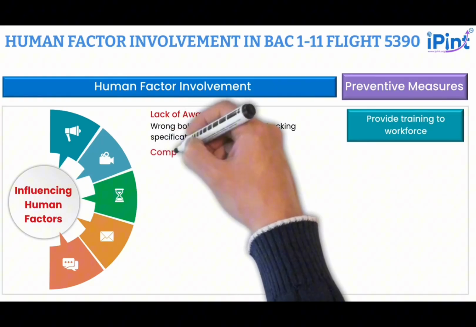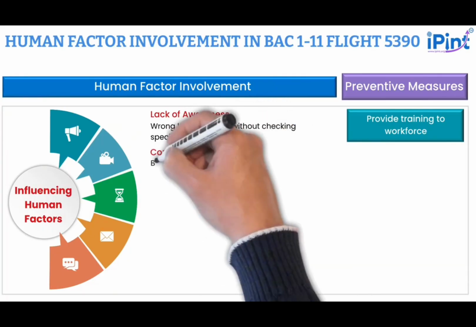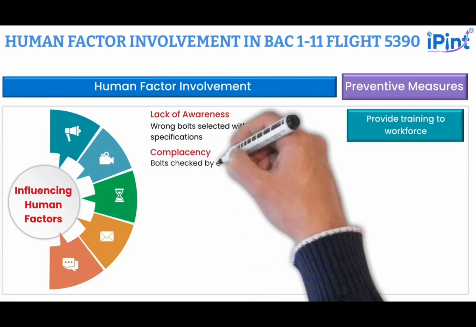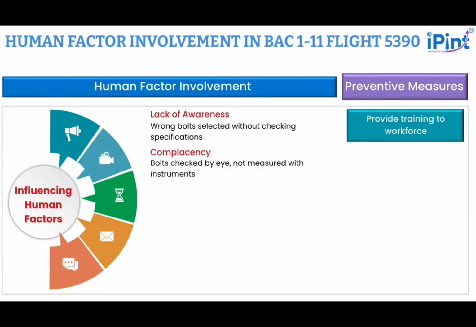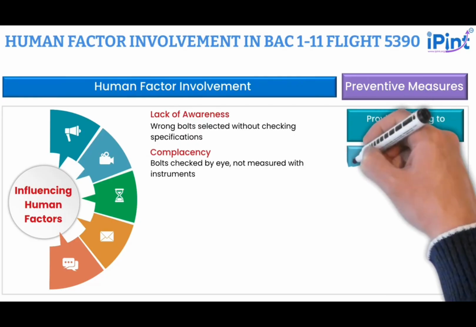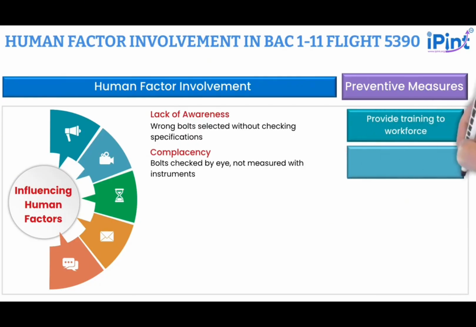Number 2, complacency. The bolts were checked by eye, not measured with instruments. This is a classic example of someone thinking, "I've done this enough times. I know what I'm looking at." But confidence without verification is dangerous. The fix? Implement a proper procedure and task sign-off process, one that requires actual measurement, not assumption.